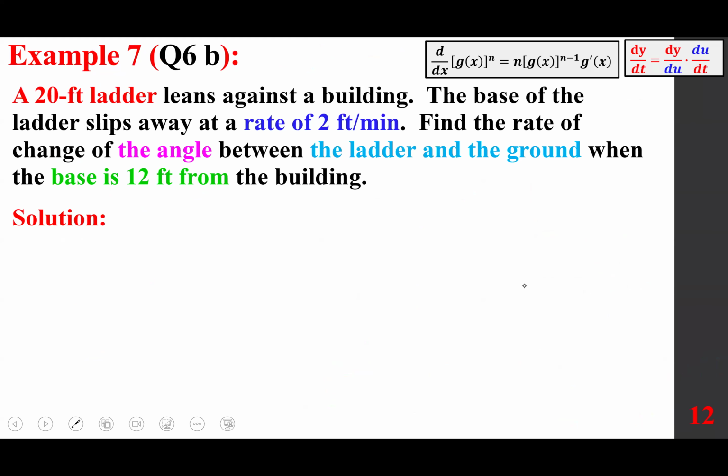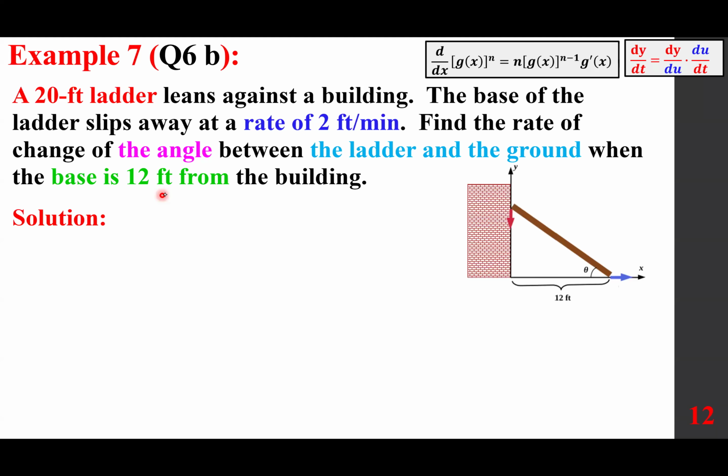We are repeating the question. A 20-foot ladder leans against the building. The base of the ladder slips away at the rate of 2 feet per minute. Find the rate of change of the angle between the ladder and the ground when the base is 12 feet from the building. Again, we are basically looking at the same question, but slightly different.